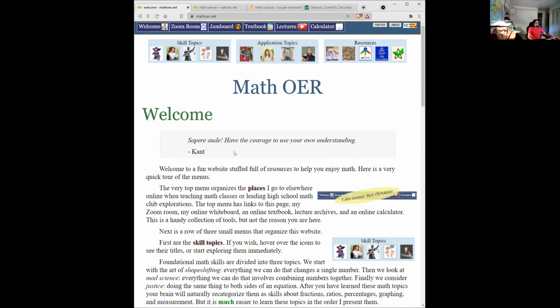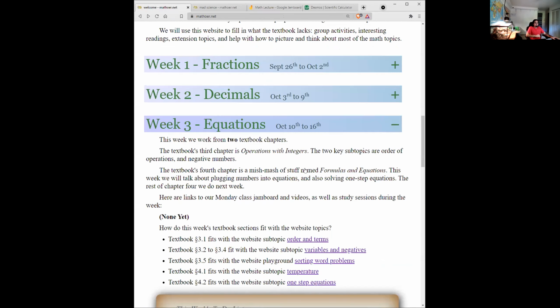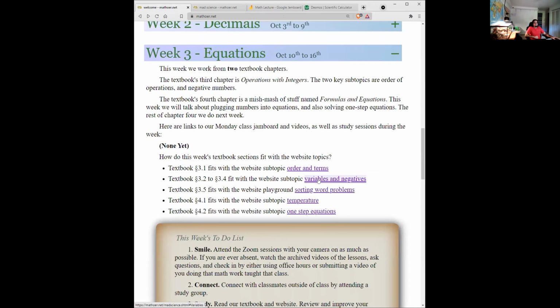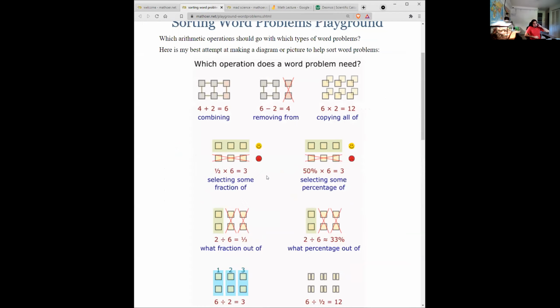Okay, back to our thing. So we've done order and terms. We've done variables and negatives. There is a playground called sorting word problems. When the textbook asks you in the beginning of chapter 4 about keeping in mind what types of problems use which arithmetic operations, then they're trying to get you to think about things like this.